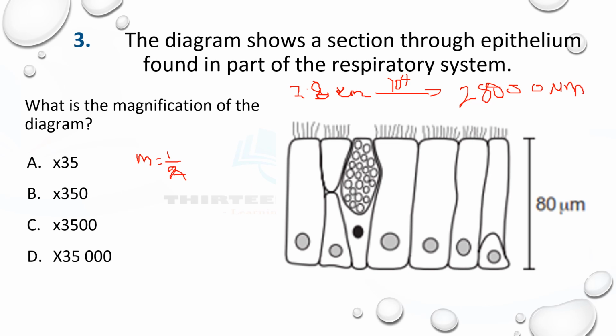So you divide it by the value on the scale bar, which is 80 micrometers. Get your calculator and divide 28,000 by 80. That will give you 350. So the answer is times 350. That is the magnification. You can pause the video or replay it. You can send us questions if you have comments. So let's go to the next question, guys.